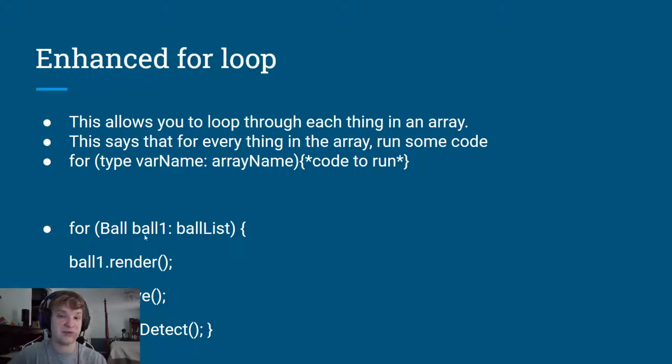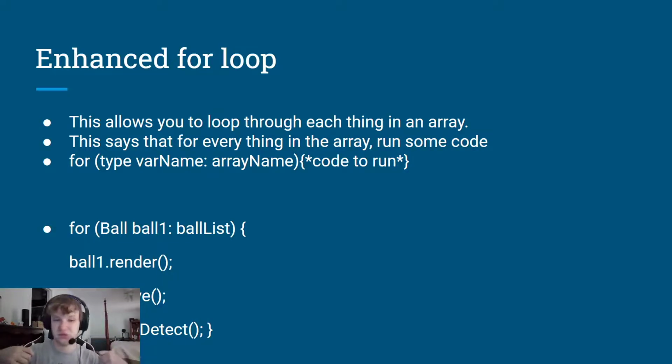Now, the way I read this, like in English, if I'm looking at code, I read this as saying: for every ball, and let's call it ball1, in ball list, do these things. So it's basically saying for every element, for every slot in my array list, call that slot ball1 for the array list ball list. And then, well, what do you want to do with ball1? Well, render it, move it, wall detect, whatever it is you want to do with every entry in the array list. And so as you go through this loop, it's going to loop for as many times as there are slots.